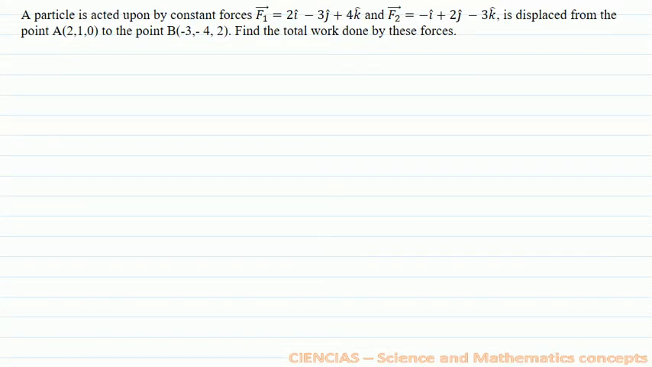Hello students, here we are solving the question which is based on the topic of work, power and energy. The question here is, a particle is acted upon by constant forces F1 equals 2I cap minus 3J cap plus 4K cap and F2 equals minus I cap plus 2J cap minus 3K cap, is displaced from the point A (2, 1, 0) to the point B (-3, -4, 2). Find the total work done by these forces.